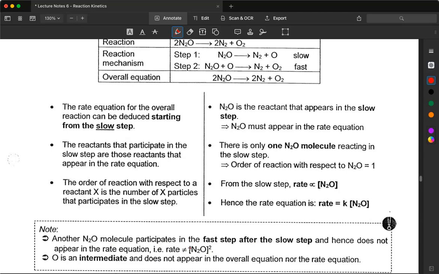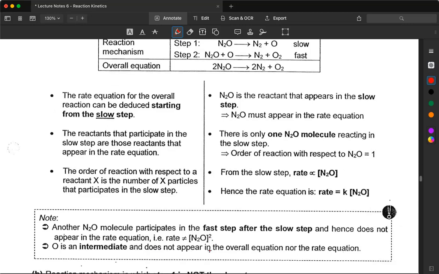If it's slow, there is room for improvement. There's room to increase the rate of reaction. But if it's already fast, then no point. There's not much you can improve on the speed of reaction. All right, so you don't consider the N2O in the fast step as part of the rate equation. O is an intermediate, so it won't appear in the equation at all.